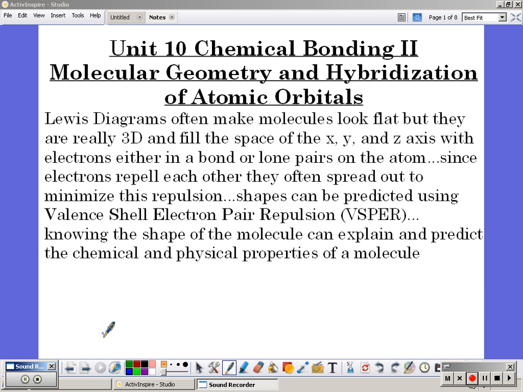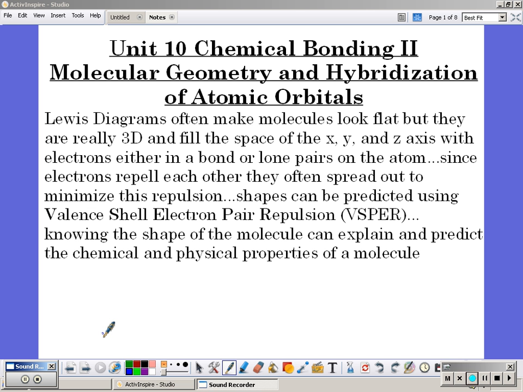The Lewis diagram often makes molecules look flat, two-dimensional, but really they're three-dimensional and fill up the space of the X, Y, and Z axis with electrons either in a bond or in lone pairs on the atom. Since electrons repel each other, they often spread out to minimize this repulsion. So the shapes can be predicted using the valence shell electron-pair repulsion, or VSEPR.